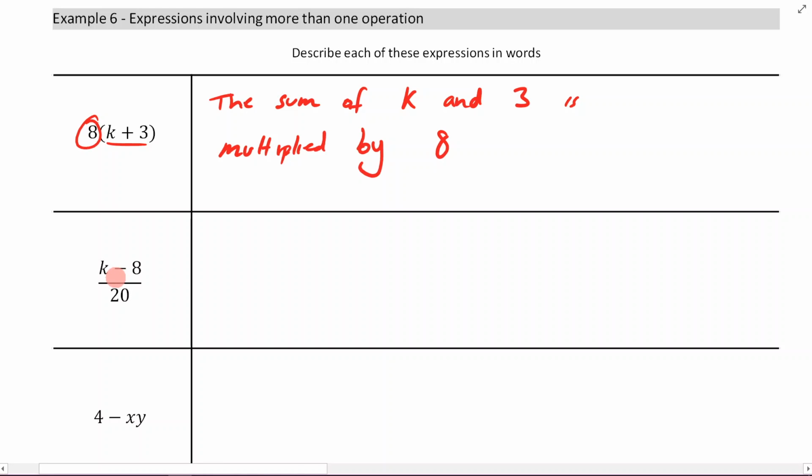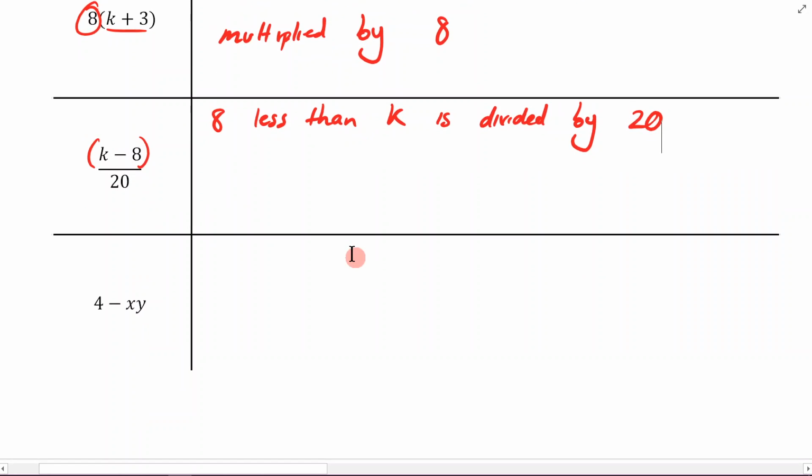Here we have k minus 8. And remember, even though there aren't brackets there, we know that we're doing this subtraction first. So we're going to say this right here is 8 less than k, and then we're going to divide it by 20. So 8 less than k is divided by 20. Pretty easy. And then the last one, we have 4 minus xy.